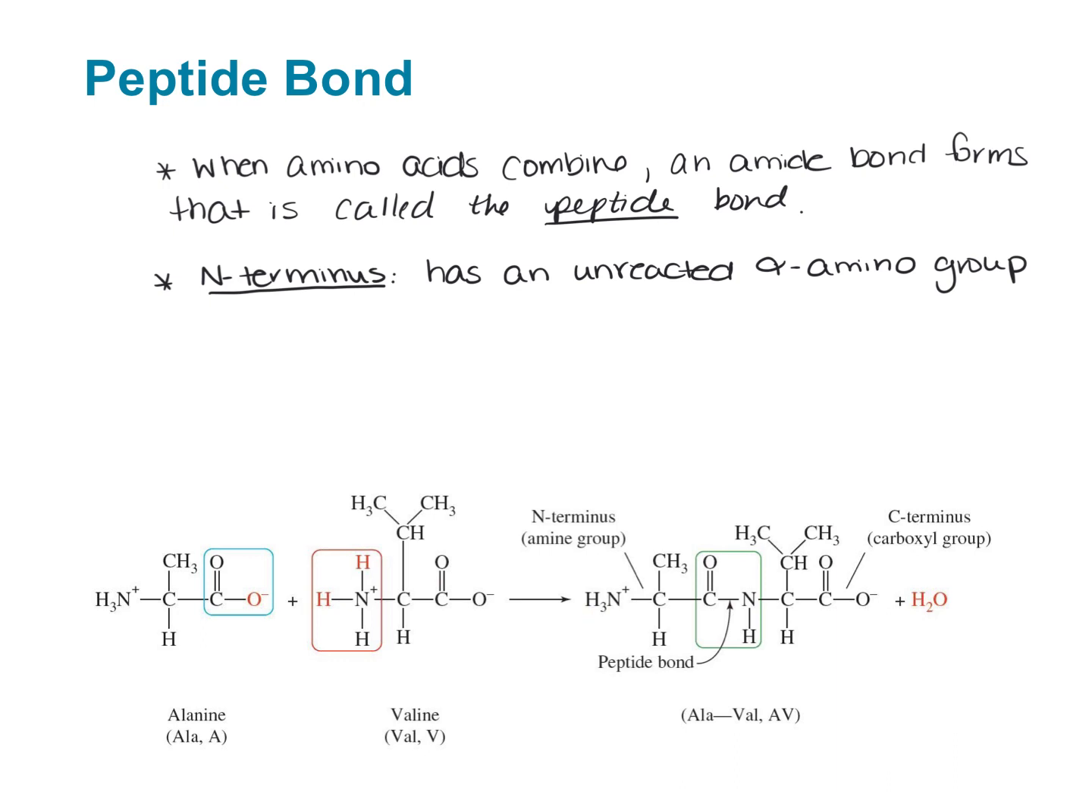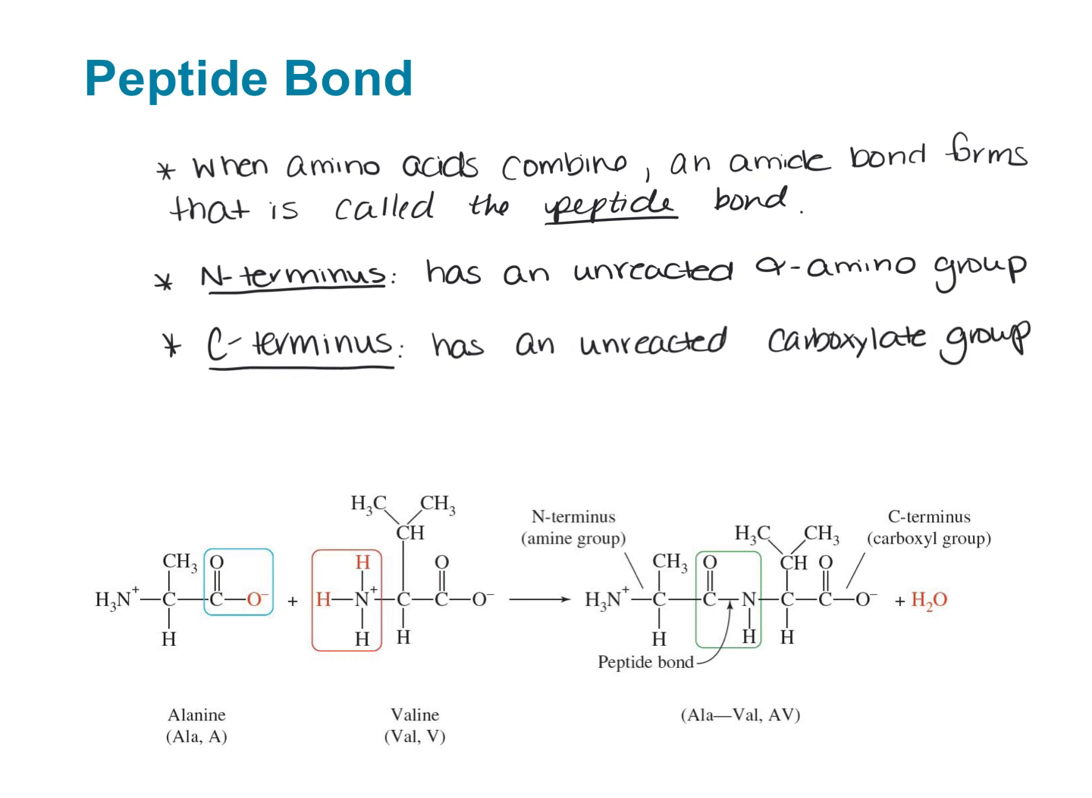Then in this peptide bond, we will also have a C-terminus. The C-terminus is also called a carboxy terminus. It has an unreacted carboxylate group. And so you can see that unreacted carboxylate group here.